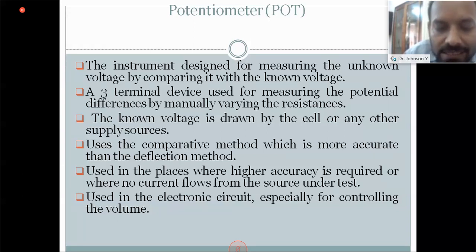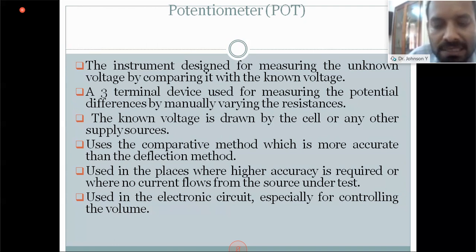And one advantage is that there is no current flow from the source under test in the balanced condition. I told earlier that there is a balance between known and unknown voltage. At that time, if a galvanometer is placed in between the known and unknown voltage, the current flow through the galvanometer is 0 or null. So here power consumption can be reduced.